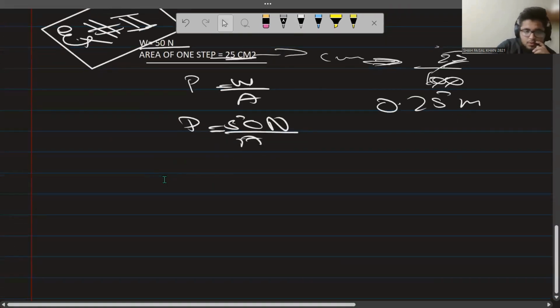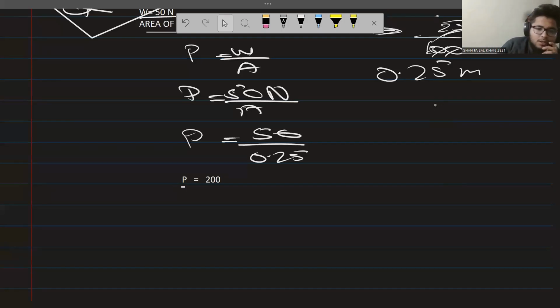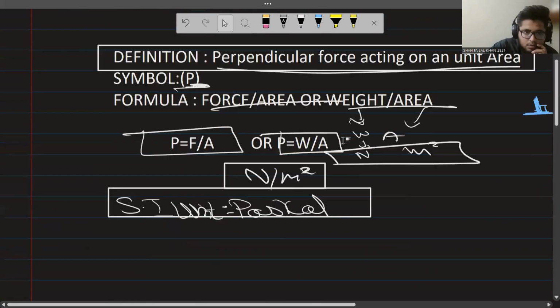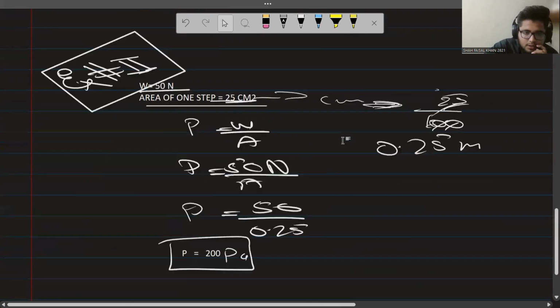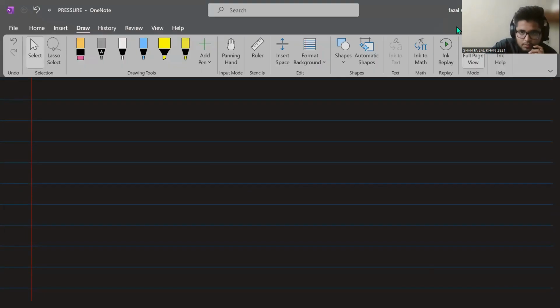Okay, so let's put the values in the formula. So 50 upon 0.25, and the answer is, wait, let me see it in the calculator. So the answer is P is equal to 200 pascals. Okay. So we are done with the two examples. Now we have done the pressure. Now we will do pressure in liquids. Okay. So these are the two topics which we will cover in our today's lecture.